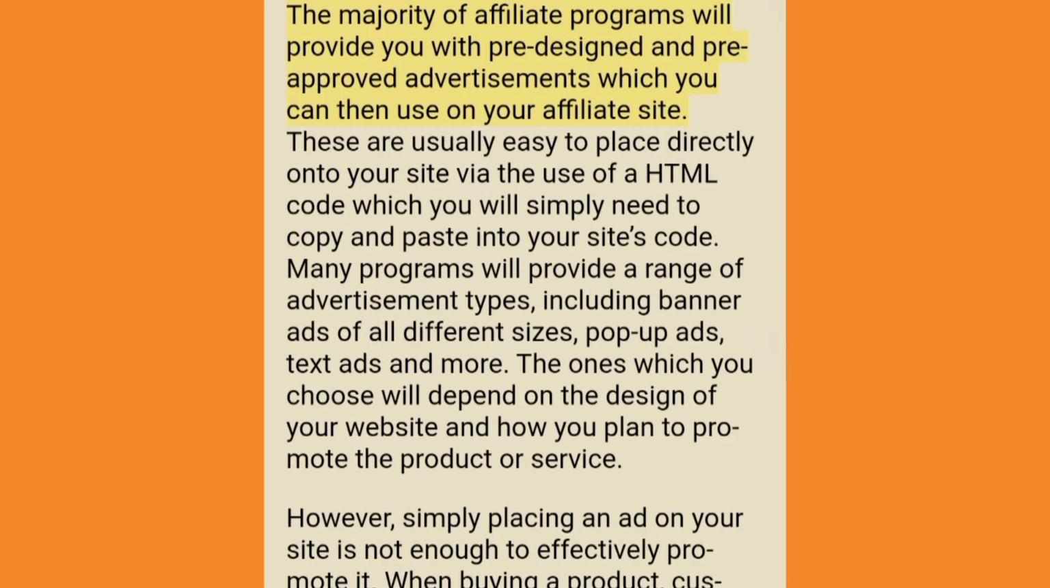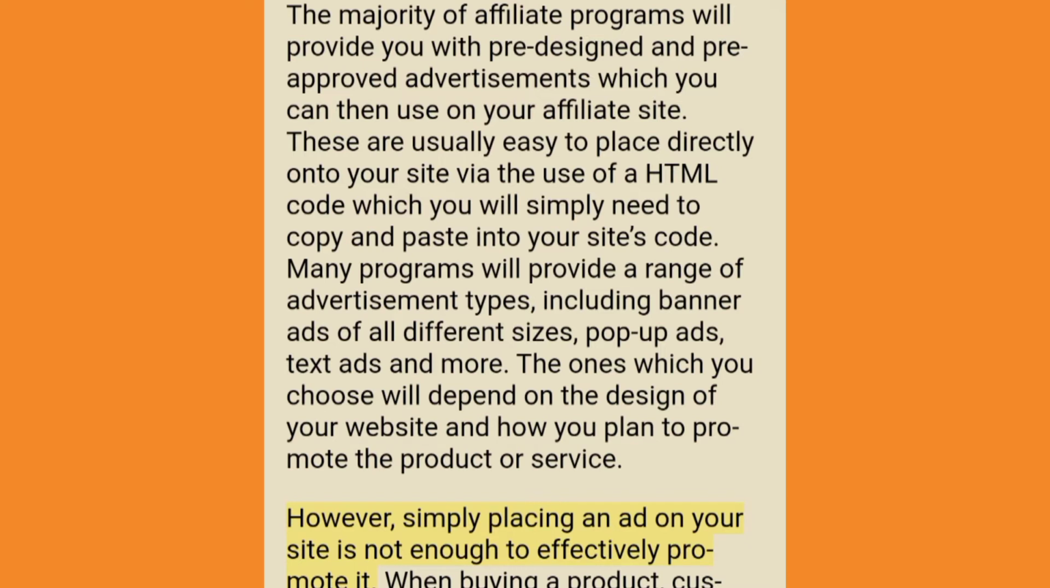The majority of affiliate programs will provide you with pre-designed and pre-approved advertisements which you can then use on your affiliate site. These are usually easy to place directly onto your site via the use of a HTML code which you will simply need to copy and paste into your site's code. Many programs will provide a range of advertisement types, including banner ads of all different sizes, pop-up ads, text ads, and more. The ones which you choose will depend on the design of your website and how you plan to promote the product or service.